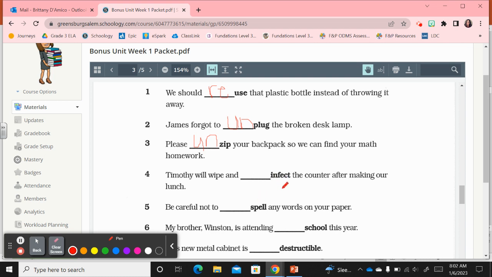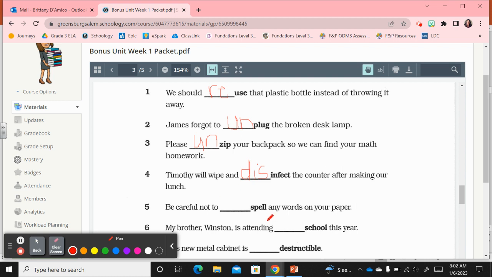Number 4, Timothy will wipe and blank infect the counter after making our lunch. He doesn't want to infect the counter. He wants to do the opposite. Is it disinfect or uninfect? Yeah, we use Clorox wipes to disinfect. Very good. D-I-S.